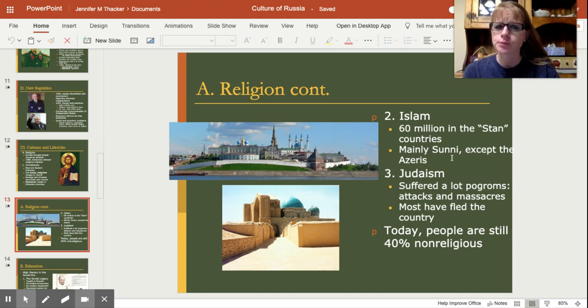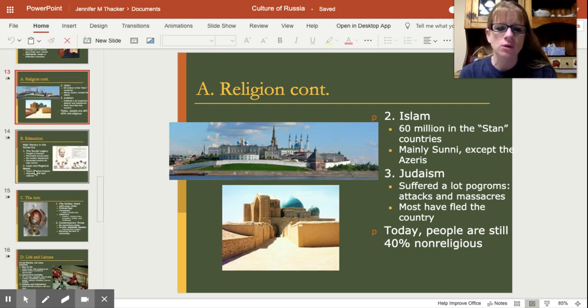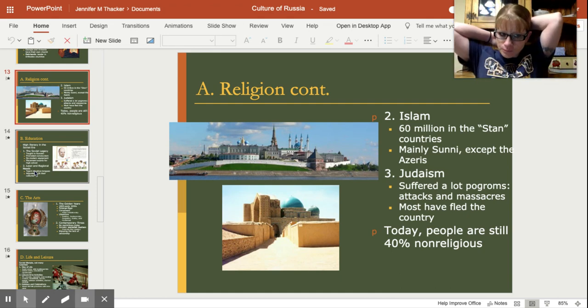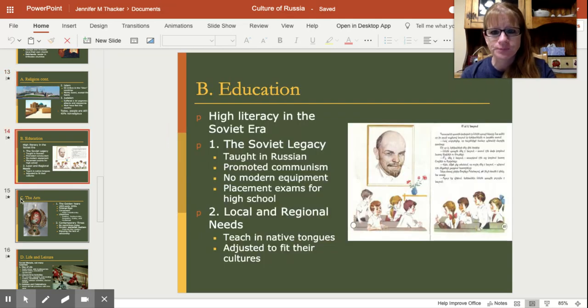But believe it or not, today, over 40% of the population in Russia don't identify with a religion. And so that leaves only about 60%. And I know that's majority, but when we're talking about an area that's very deeply rooted in culture, and remember religion is a part of culture, it's very shocking to see that more than 40% of the population doesn't identify with a religion.